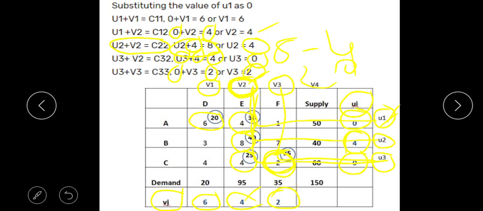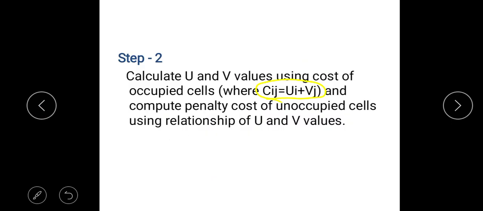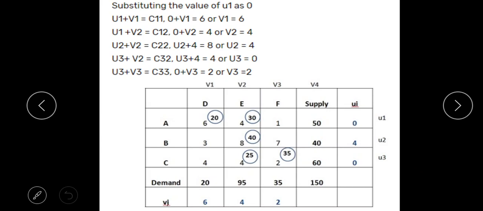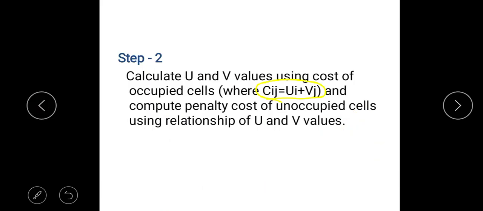So by using the formula Cij is equal to ui plus vj, we have calculated the values of u and v. Now we have got all the values. So U1 is 0, U2 is 4, U3 is 0, V1 is 6, V2 is 4 and V3 is 2. So we have calculated the U and V values. After calculating U and V values, what is the next step? We have to calculate the penalty cost of unoccupied cells.